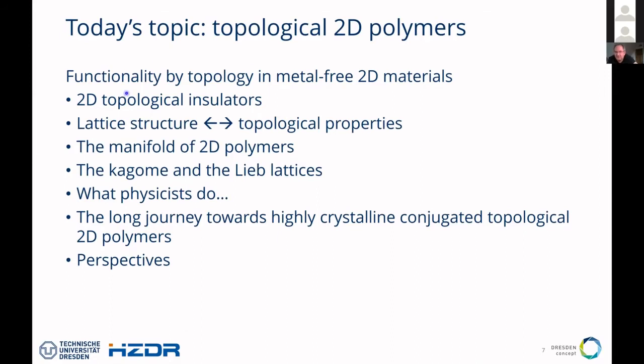So I will talk about two-dimensional topological insulators, the interaction between lattice structure and topological properties. I will talk about the manifold of two-dimensional polymers, two special ones, the Kagome lattice and the Lieb lattice. I will show you what physicists do in order to investigate those effects that are first investigated in physics. And then I will tell you about the long journey towards highly crystalline conjugated topological two-dimensional polymers and give some perspectives. Good.